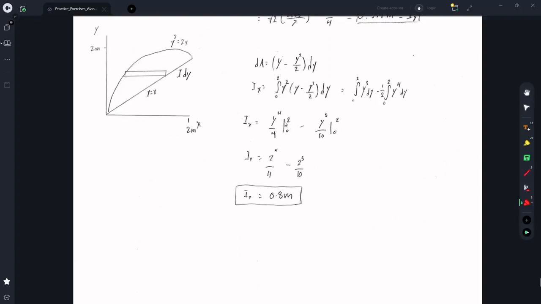So solving those, y to the 3 plus 1 is y to the 4 over 4, from 0 to 2. And then the other integral is going to be y to the 4 plus 1, which is y to the 5 over 10, from 0 to 2. Plugging in the 2's, we get 0.8 meters to the fourth.